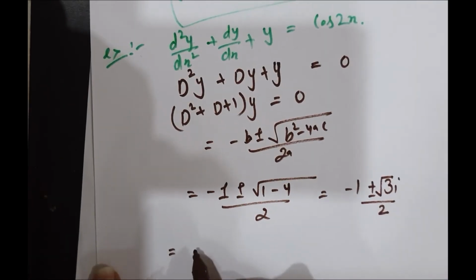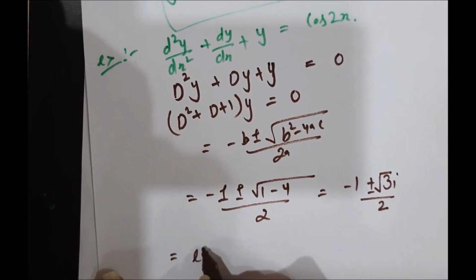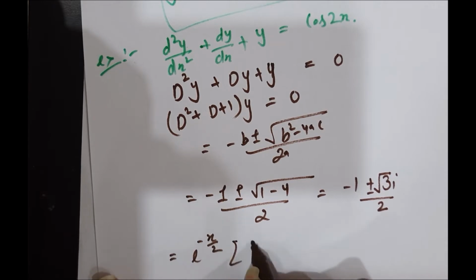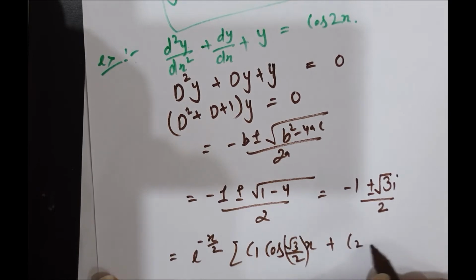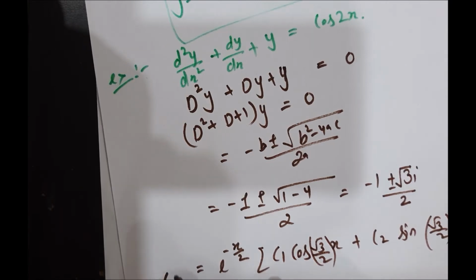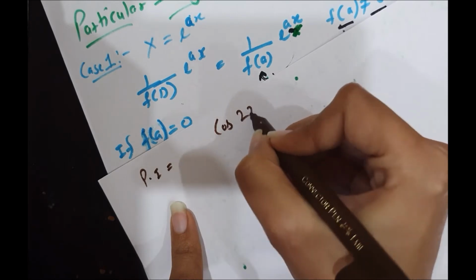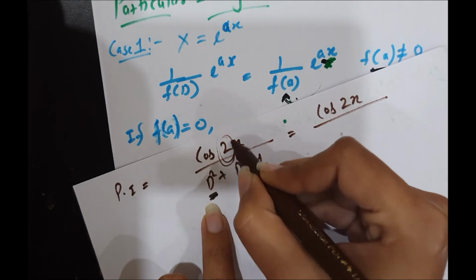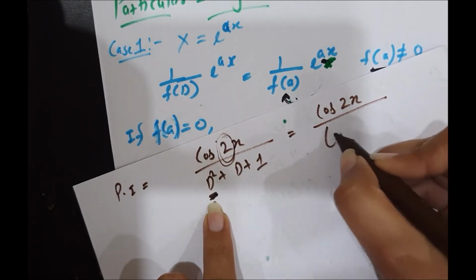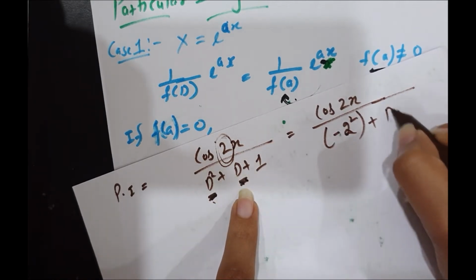So its complementary function is, here it contains real as well as imaginary parts. So it would be exponential minus x by 2 times c1 cos root 3 by 2 x plus c2 sin root 3 by 2 x. This is its complementary function. Now its particular integral, that is cos 2x upon d square plus d plus 1. Here this is d square. We will put this a value here. It would be minus 2 square. Here this is d, so it will remain as it is.